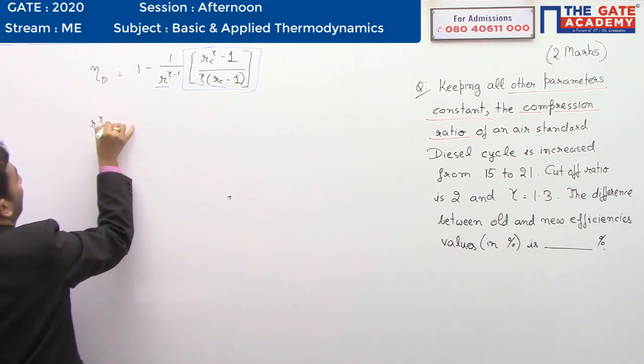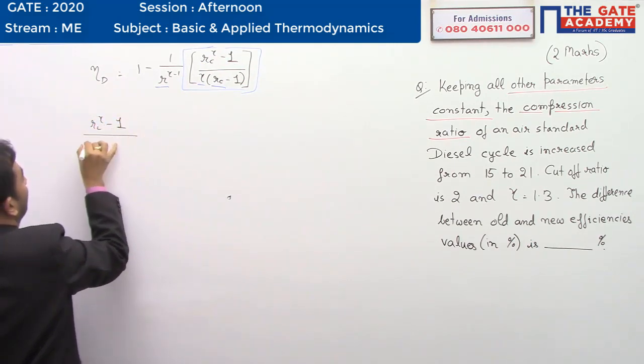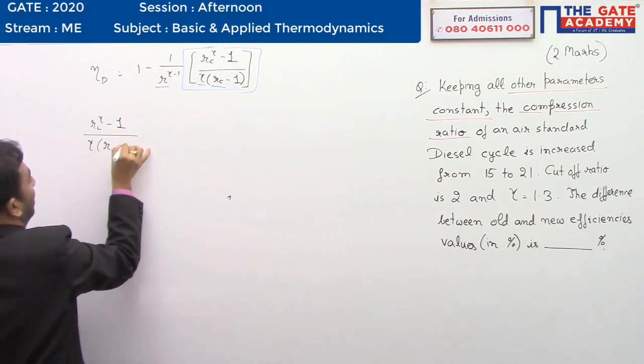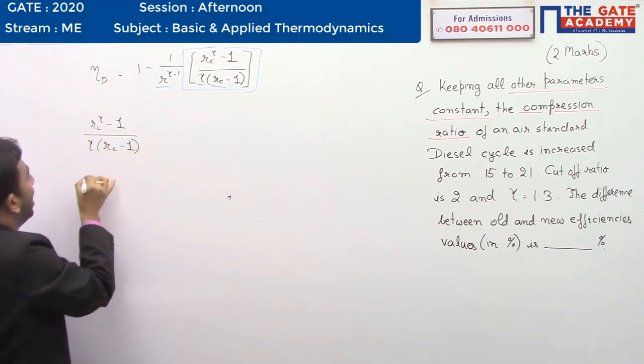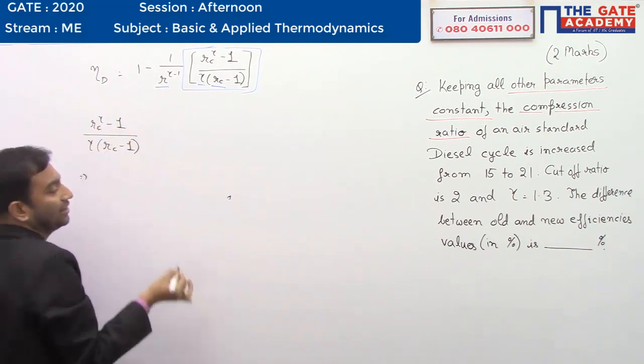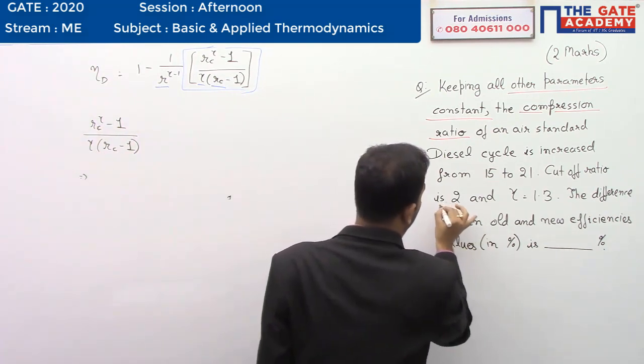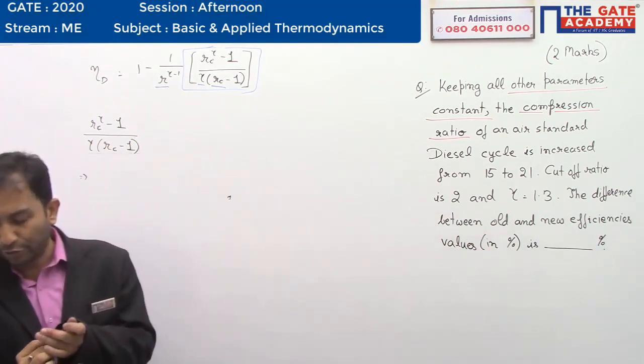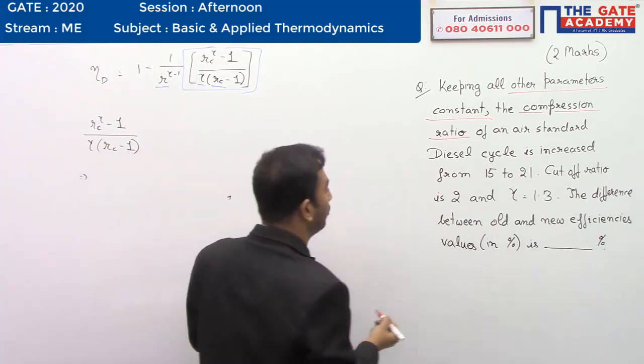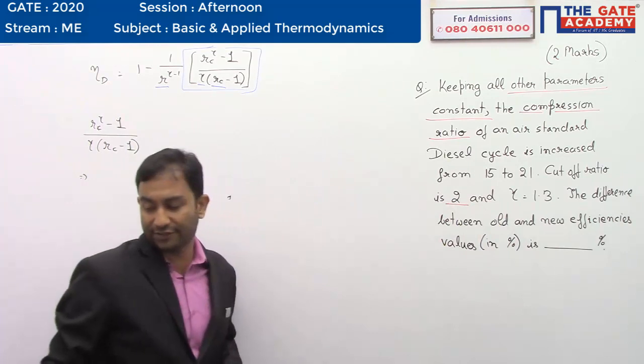RC to the power gamma minus 1 divided by gamma RC minus 1. Very good. So RC is already given to me. RC is nothing but the cutoff ratio. RC is given to me over here as 2.